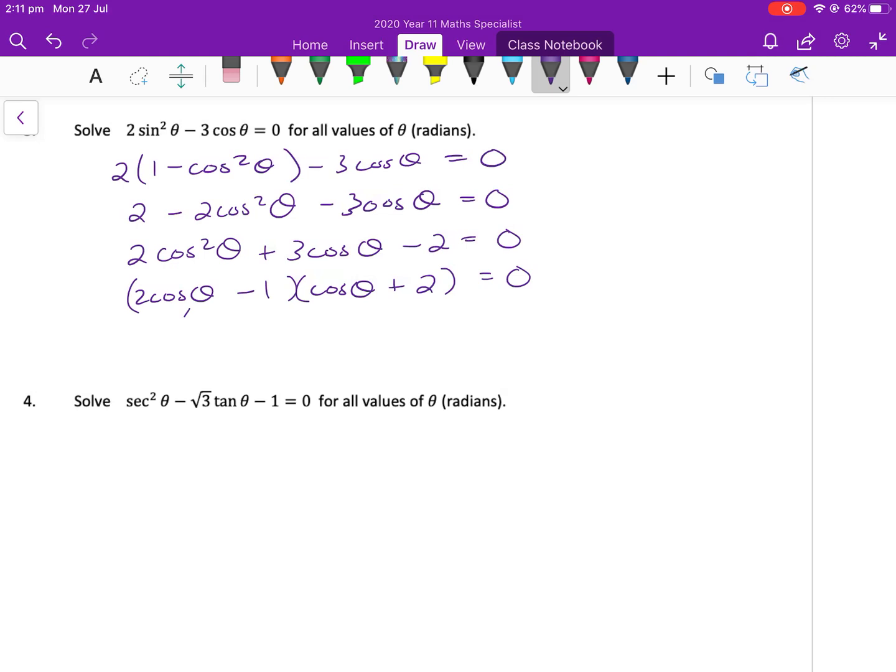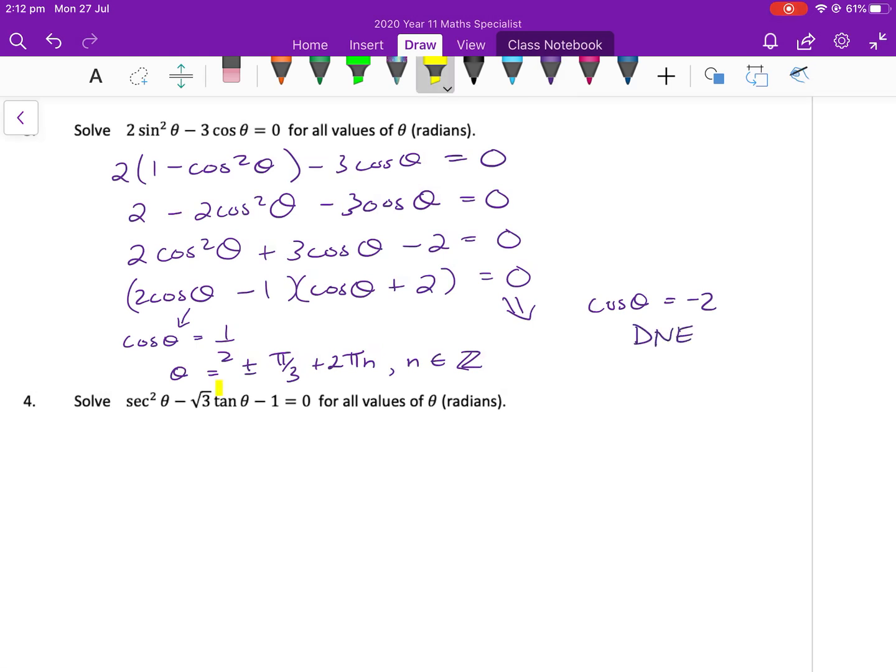So let's take the first possible solution, cos theta equaling 1/2. Therefore, theta reference of 1/2 would be pi on 3. It's going to be plus or minus pi on 3 plus 2 pi n when n is an integer. Or our other solution, cos theta equals -2. No solution exists here.